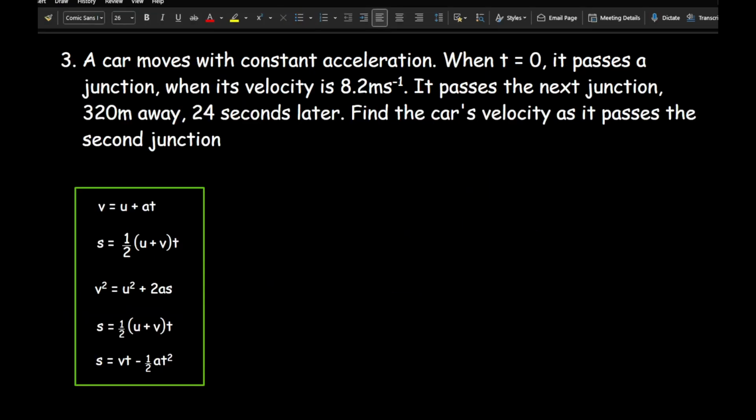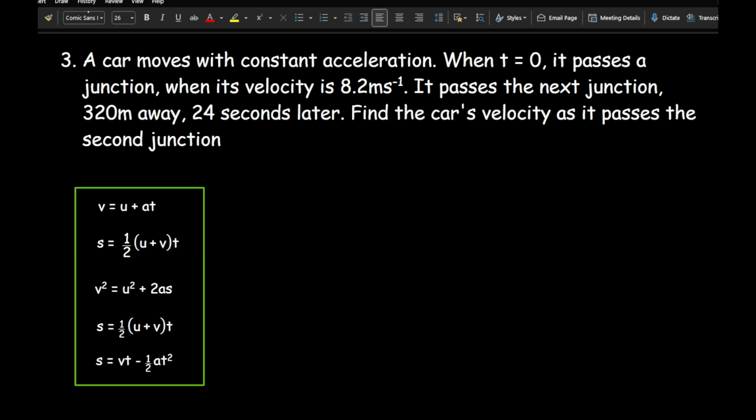Now let's have a look at our third example. So it says a car moves with constant acceleration. When t equals 0, it passes a junction when its velocity is 8.2 meters per second. It passes the next junction 320 meters away 24 seconds later. Find the car's velocity as it passes the second junction.